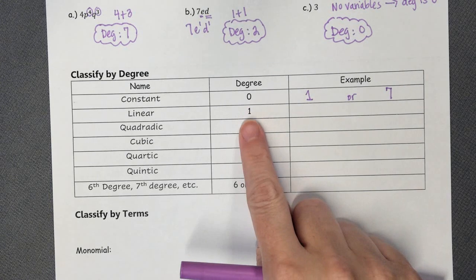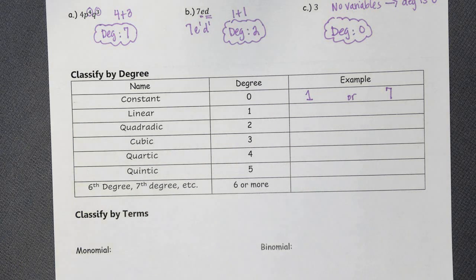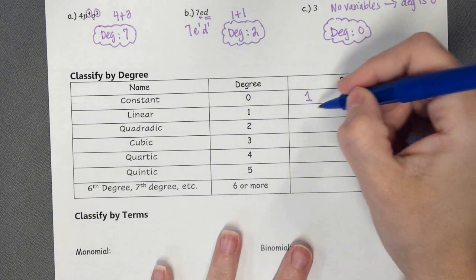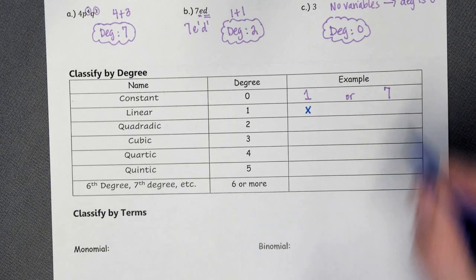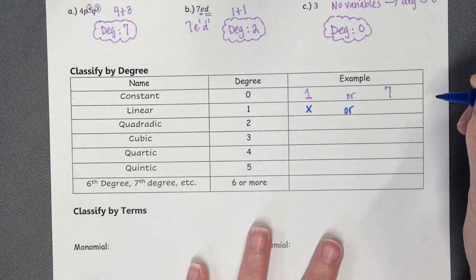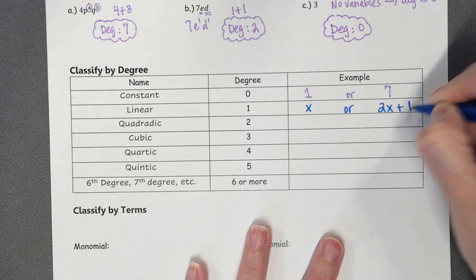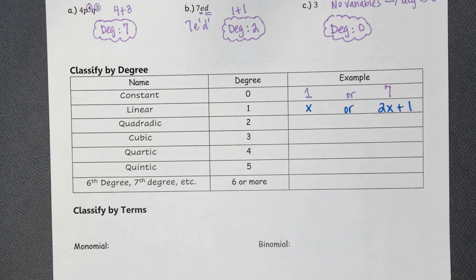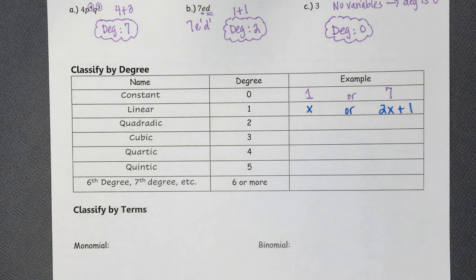The next one is if it has a degree of 1, that is called linear. It might be just like this, it might just be an x. That would be an example. Or you can have a combination. You could have 2x plus 1. You can have numbers mixed in with it. So this would have a degree of 1 and this would have a degree of 1.